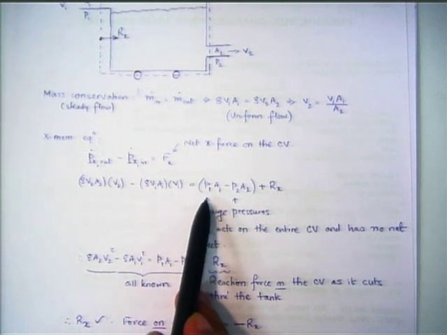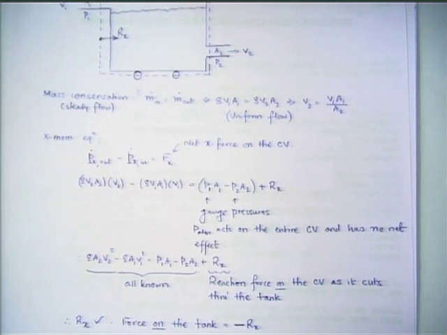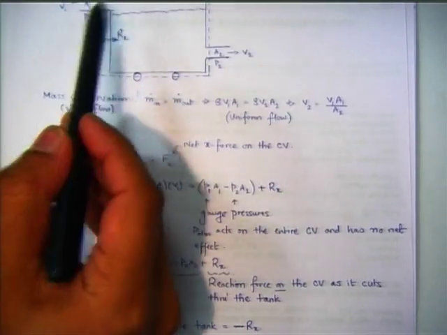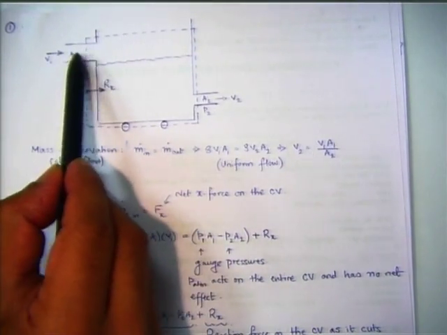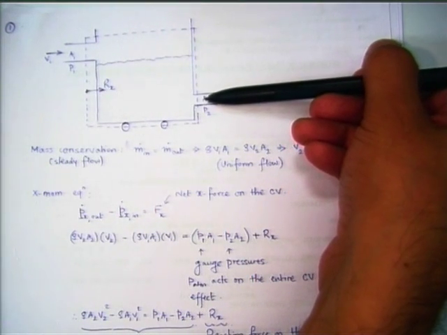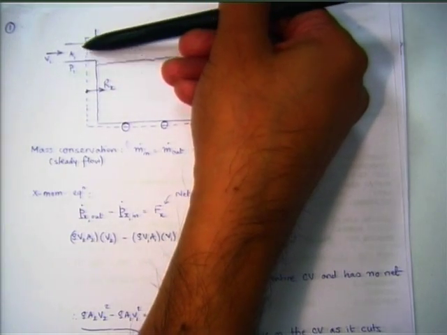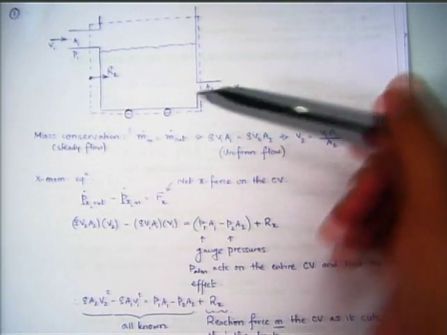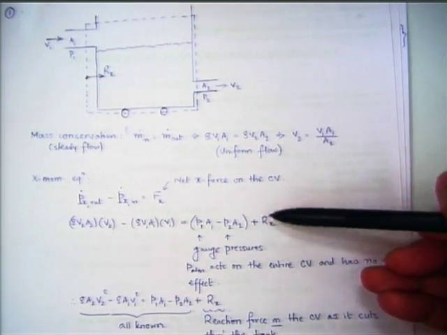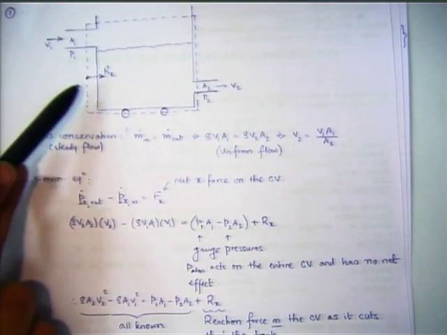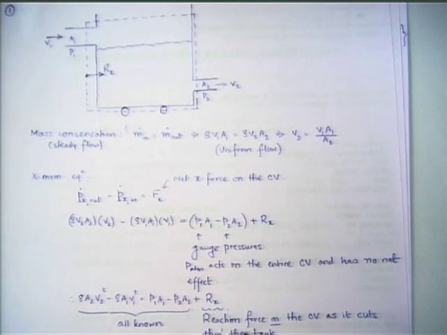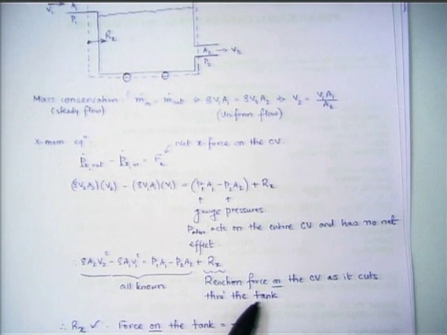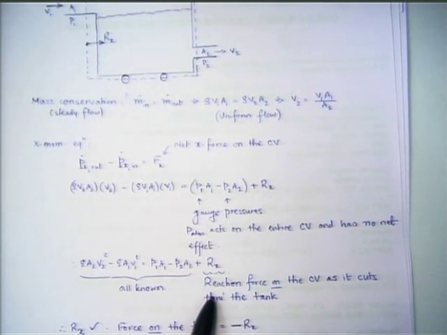So now can you see why I am writing P1 A1 minus P2 A2? Free body diagram, correct. P1 is acting in the plus x direction, and P2 is acting in the minus x direction. P1 acts over A1, so the total force is P1 times A1 and it's in the plus x direction. That is why it is plus P1 A1 here. P2 A2 likewise is minus. Plus, I am assuming that the reaction force is coming in the x direction. The analysis should automatically tell you whether it is coming in the positive x or not. That's the idea. This reaction is essentially the reaction force on the control volume, as I'm writing here, as it cuts through the tank. So this is the idea of the free body.